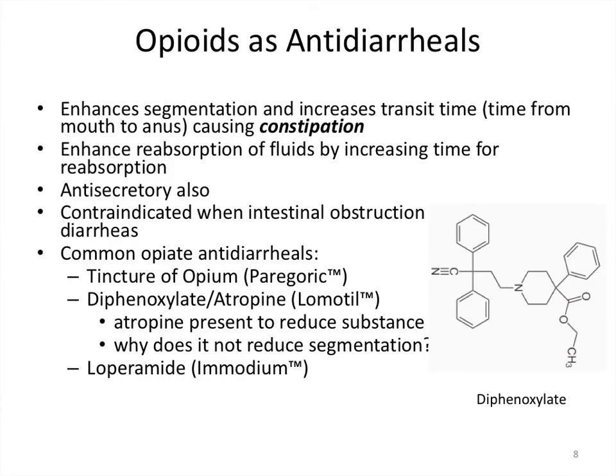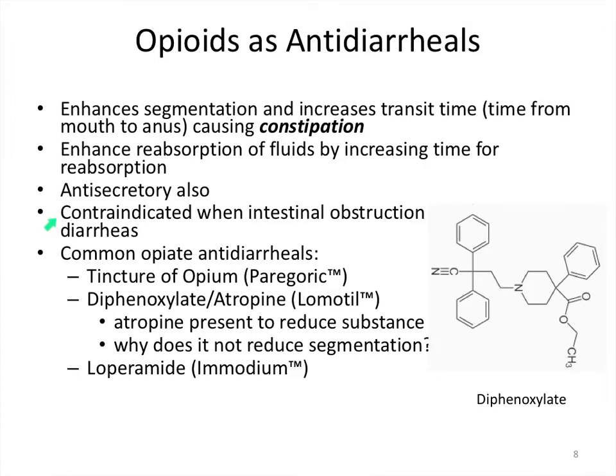Now, because they're some of the most potent antidiarrheal agents, let's talk about opioids. And I've mentioned this before. Basically, they enhance segmentation and increase transit time. And their side effect, we often know when we use them as pain relievers, is constipation. So that is the effect they have, is to increase the transit time, increase water reabsorption, and lead to a constipating effect. They can also be anti-secretory based on the mechanism I showed you in the previous slide.